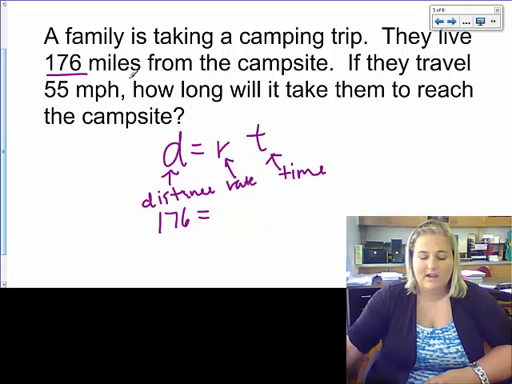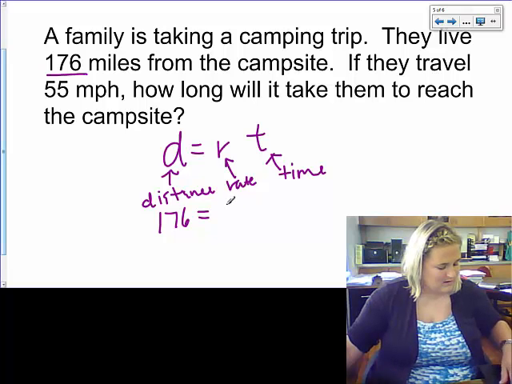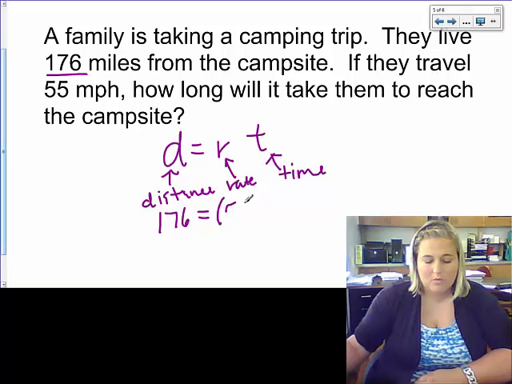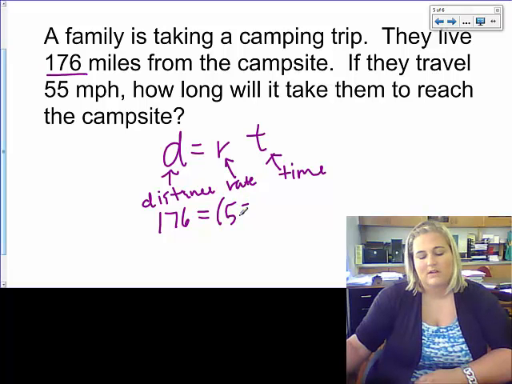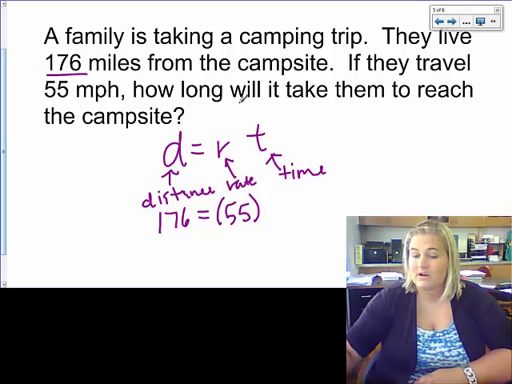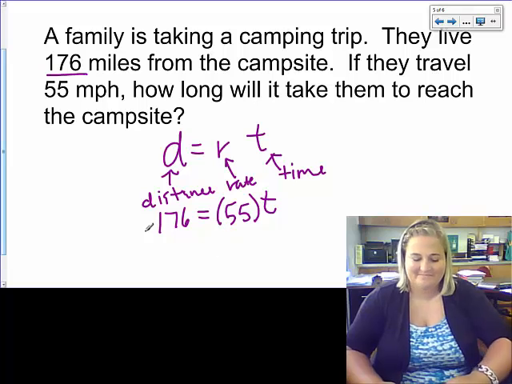It says if they travel 55 miles per hour, would that be a rate or a time? Again, I hope you're thinking rate because it's talking about how far it will go in a certain amount of time, which is its rate. So I'm going to put 55 in for R. And it wants to know how long it's going to take. Well, how long it's going to take is the time. So I'm looking for T.